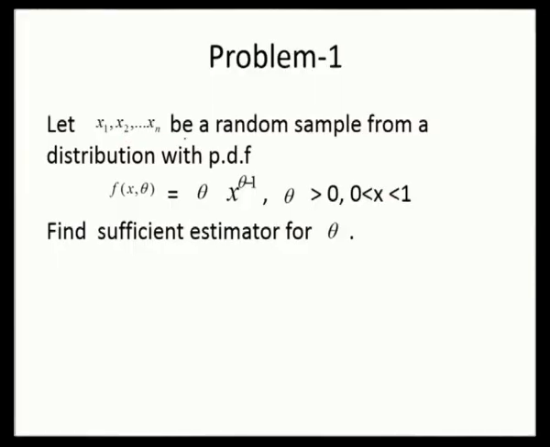Let us discuss the definition of sufficiency through a problem. So the first problem says: let x1, etc. up to xn be a random sample from a distribution with probability density function f of x comma theta, which is equal to theta into x power theta minus 1, where theta is greater than 0 and x lies between 0 and 1. You have to find the sufficient estimator for theta. So now let us see how this problem can be worked out.